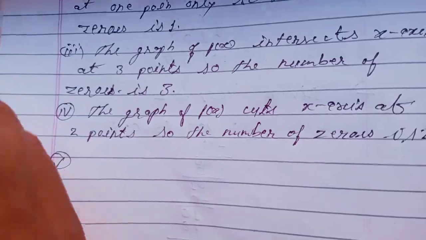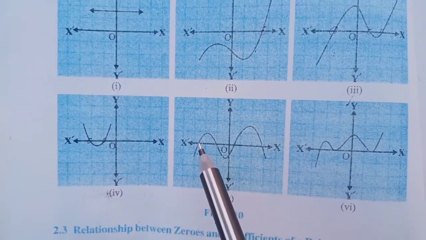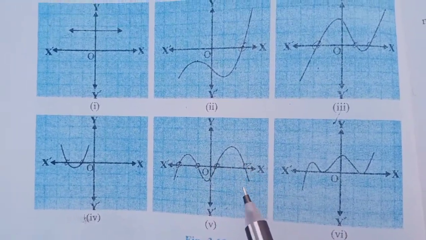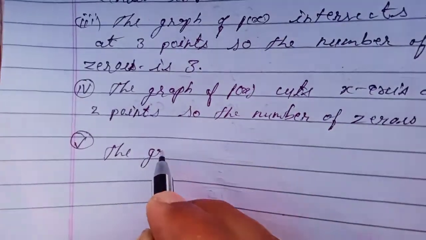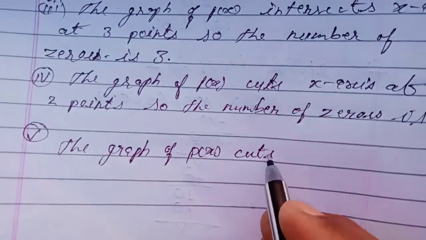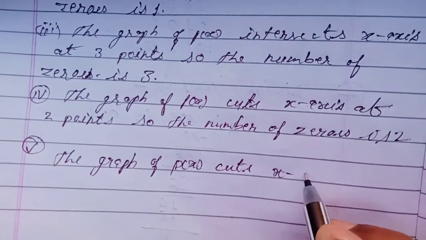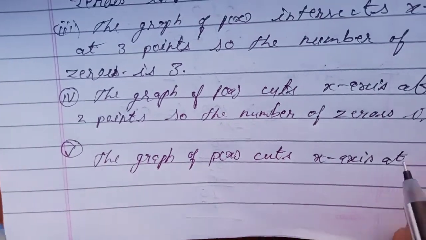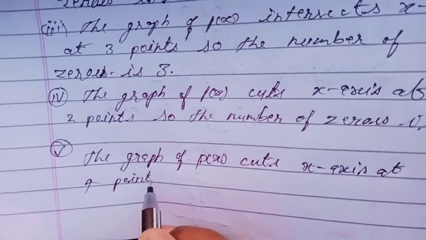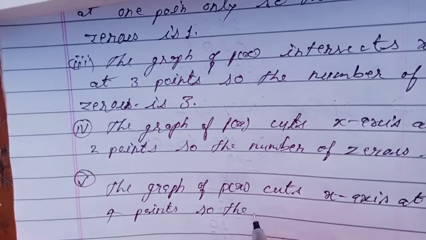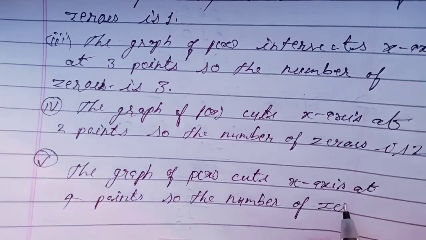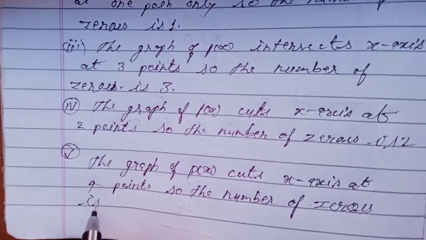Question number 5. This is the graph of p(x), and the graph of p(x) cuts the x-axis at 1, 2, 3, 4 points. So the number of zeros is 4.